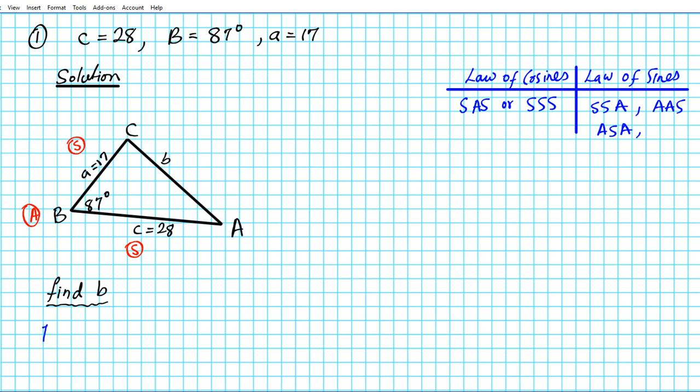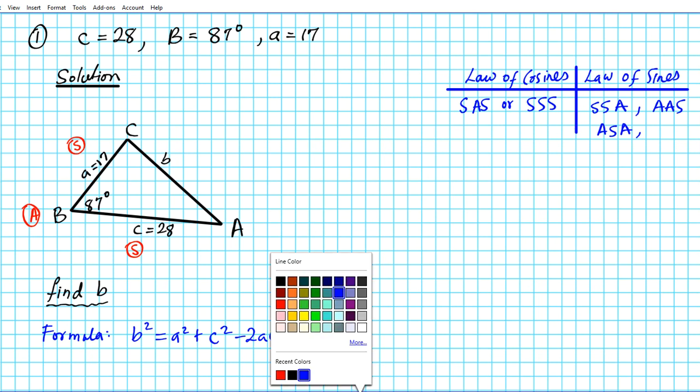The formula is b squared equals a squared plus c squared minus 2ac cosine big B. Alright, there are three of them like I indicated earlier. Let's take a look at them real quick.